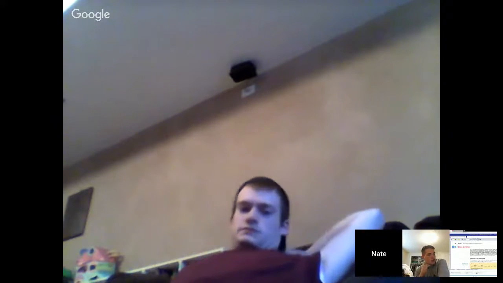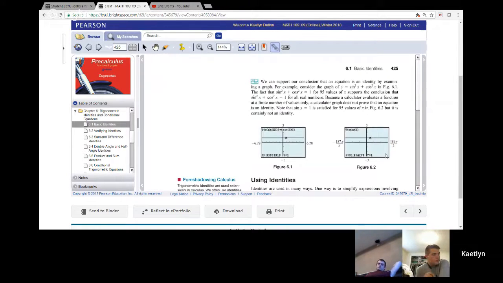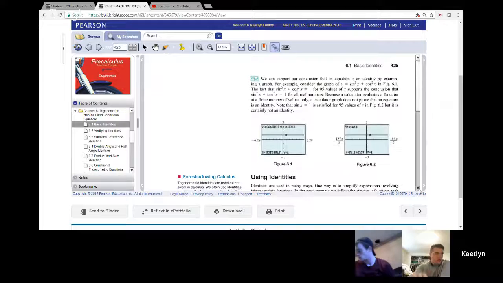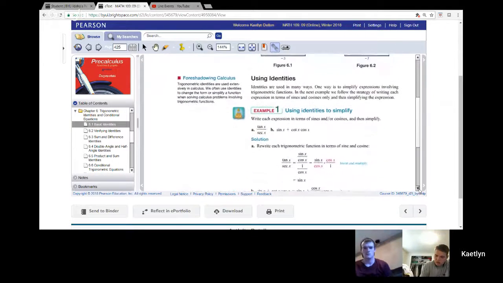Go to the next page, not the next thing. Okay. I want to try and get this one done before I have to head out.